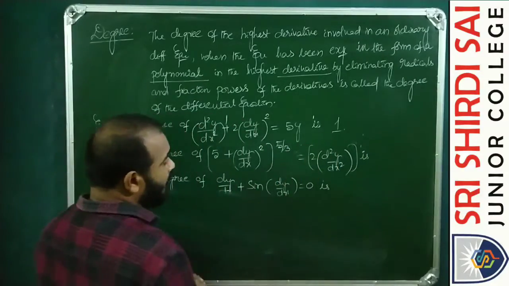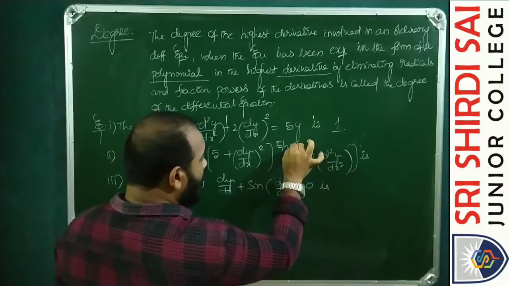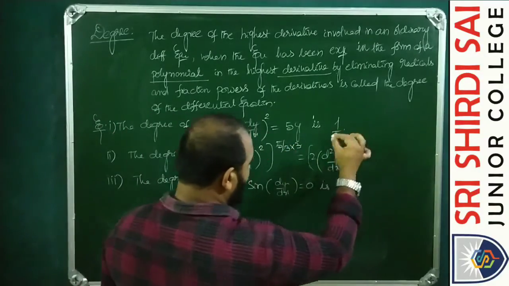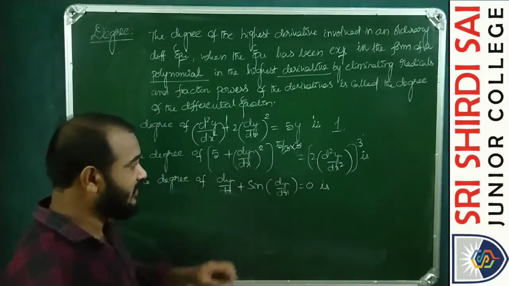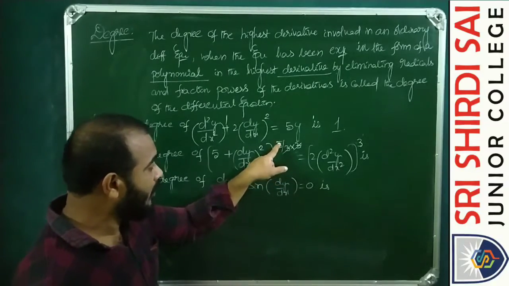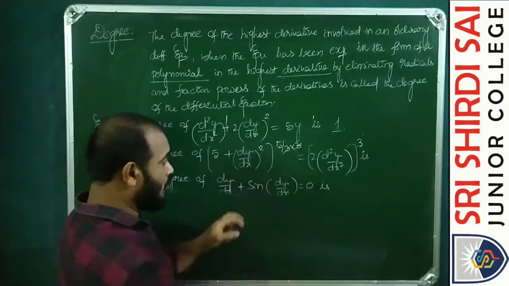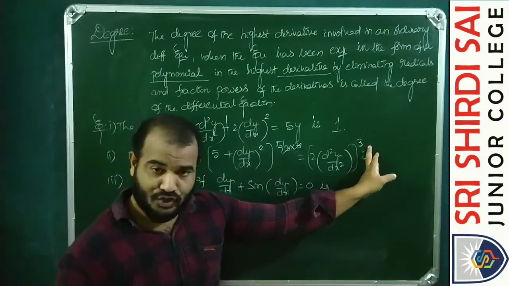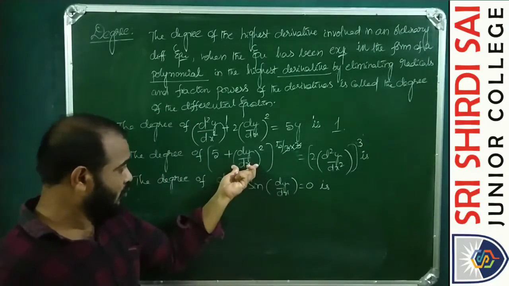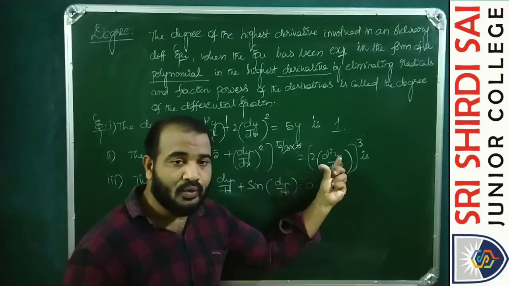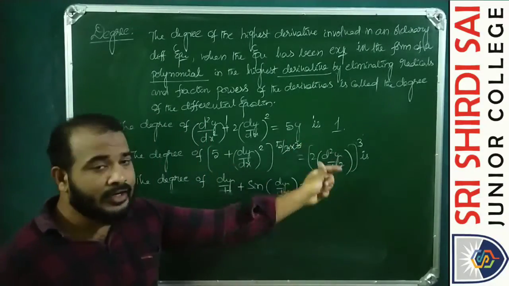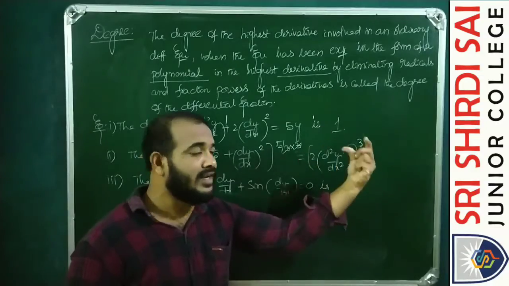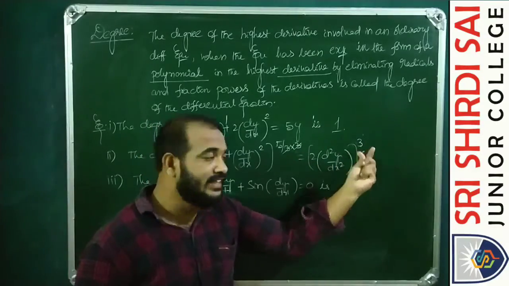What more we can do is cube on both sides. Then this 3 gets cancelled, and I am left with a whole power 5 here. So 2 fives are 10. So here we have d square y over dx square whole cube. This is the first order derivative, this is the second order derivative. The highest order derivative's power is nothing but the degree. Therefore its degree is 3 now.